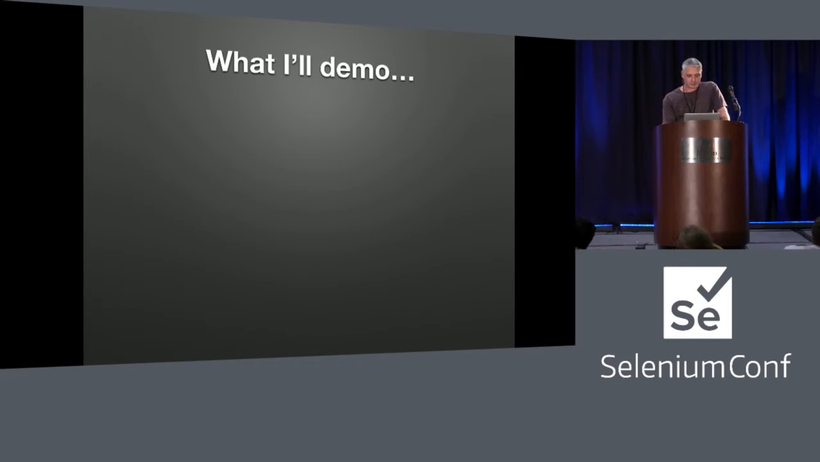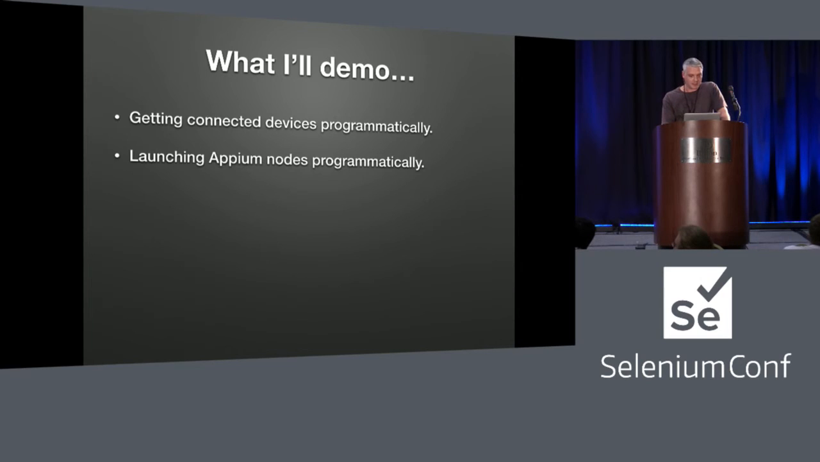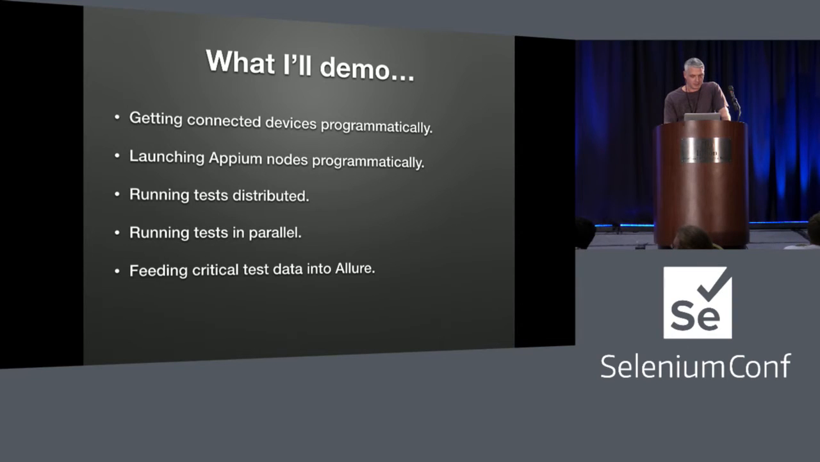So what I'll demo real quickly is getting your connected device programmatically, launching Appium nodes programmatically, running your tests distributed, running the tests in parallel, and then feeding all the data into Allure. And then let's briefly look at the code.